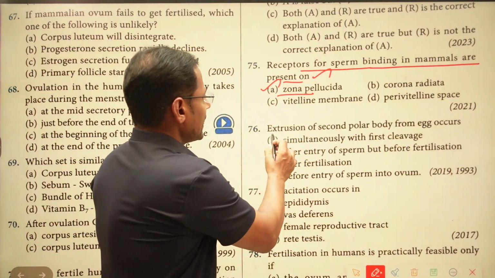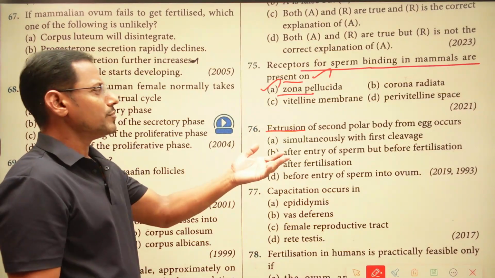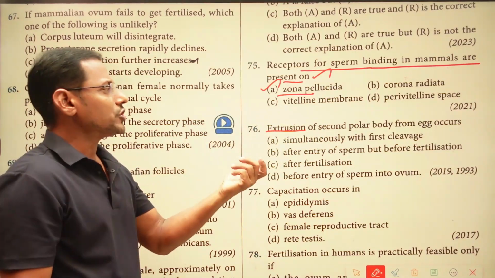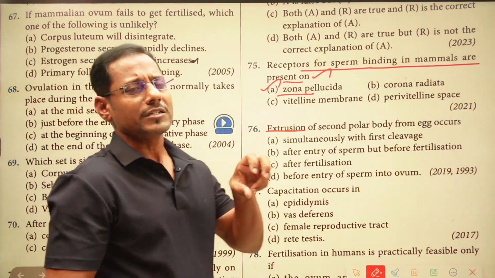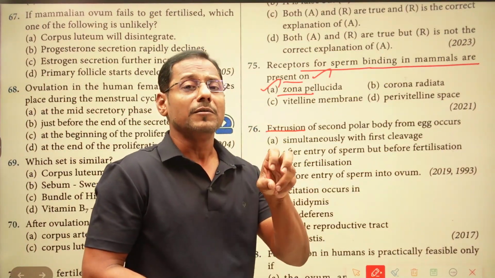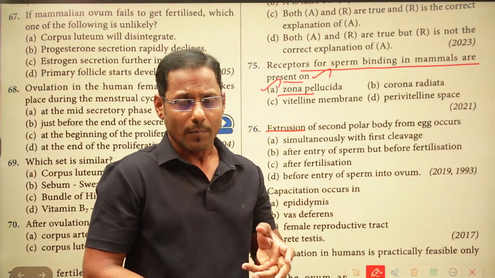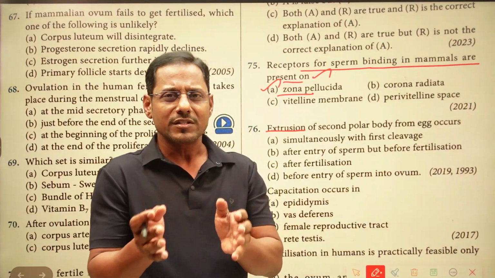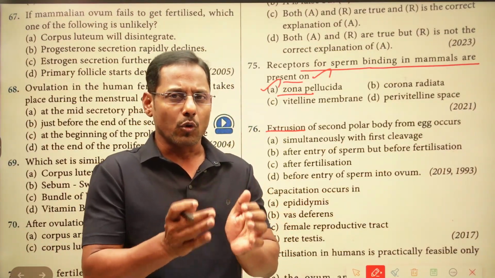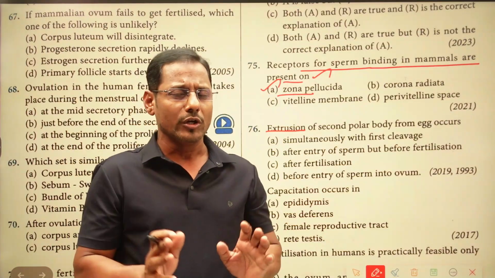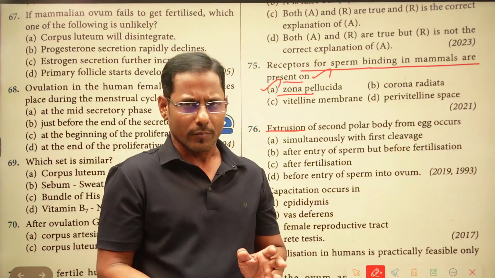And next, extrusion of the second polar body from the egg occurs. Extrusion means here the release or formation of the second polar body from the egg. When does it occur? When the sperm touches the ovum, when the sperm attaches to the zona pellucida of the ovum, at that time only the second meiosis division takes place. As a result, from the secondary oocyte, the second polar body as well as the ootid are going to be formed. That particular ootid is further going to be formed as the matured ovum, right.